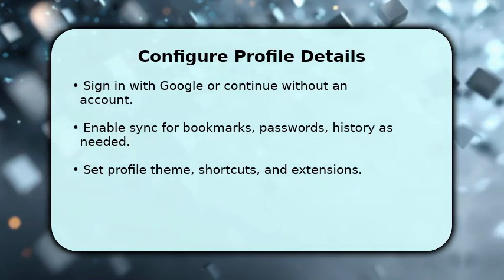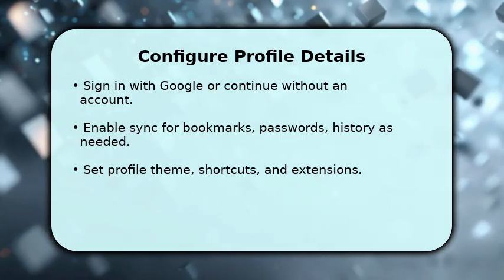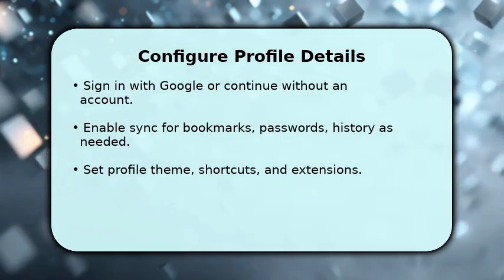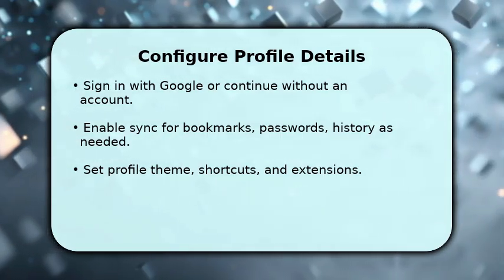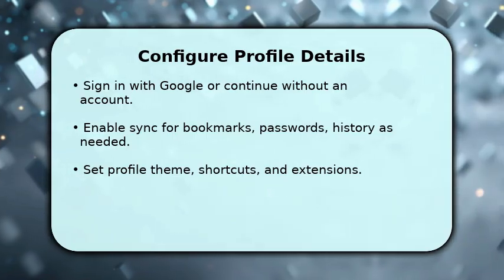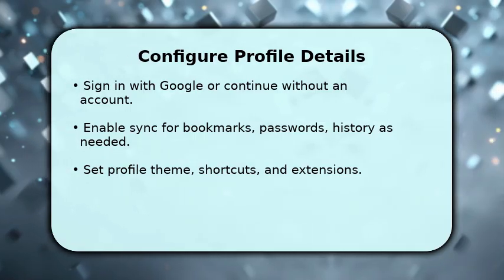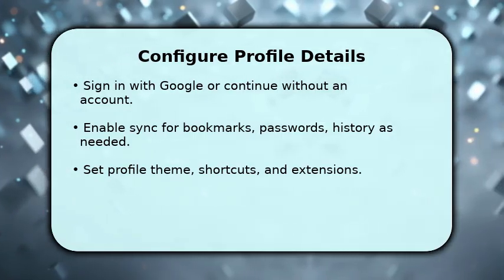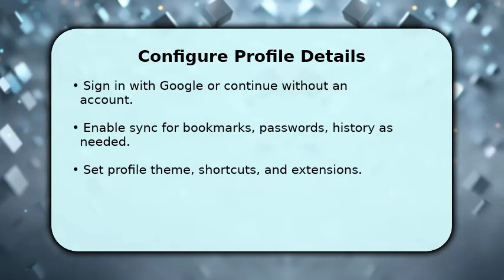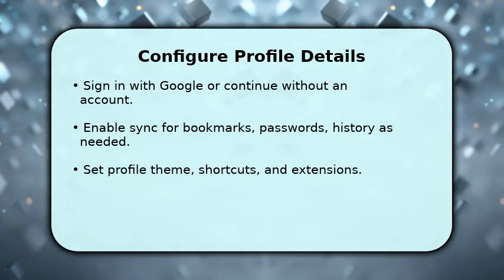After signing in, go to Settings in Google to control sync options. Pick bookmarks, passwords, history, or turn Sync off to isolate data. Make sure to customize the profile theme and pin or install only the extensions you need. This keeps performance steady. Finally, create a desktop shortcut for easy switching between profiles.